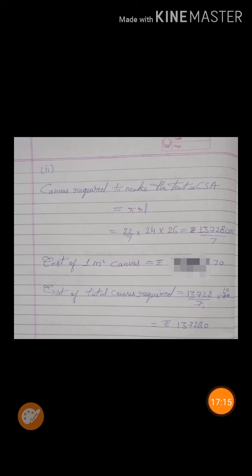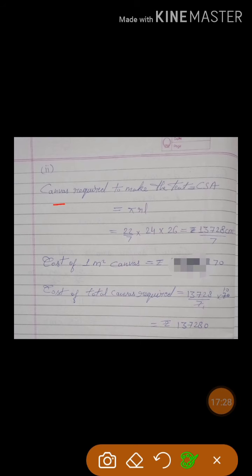Now come to the second part of this question. Cost of the canvas required to make the tent. If the cost of 1 meter square canvas is 70 rupees, so canvas required to make the tent will be equal to CSA, because when we make a tent, we form only the CSA, curved surface area. We don't take the base. The base is open. So how much canvas will be required? So canvas required will be equal to the curved surface area of the cone.